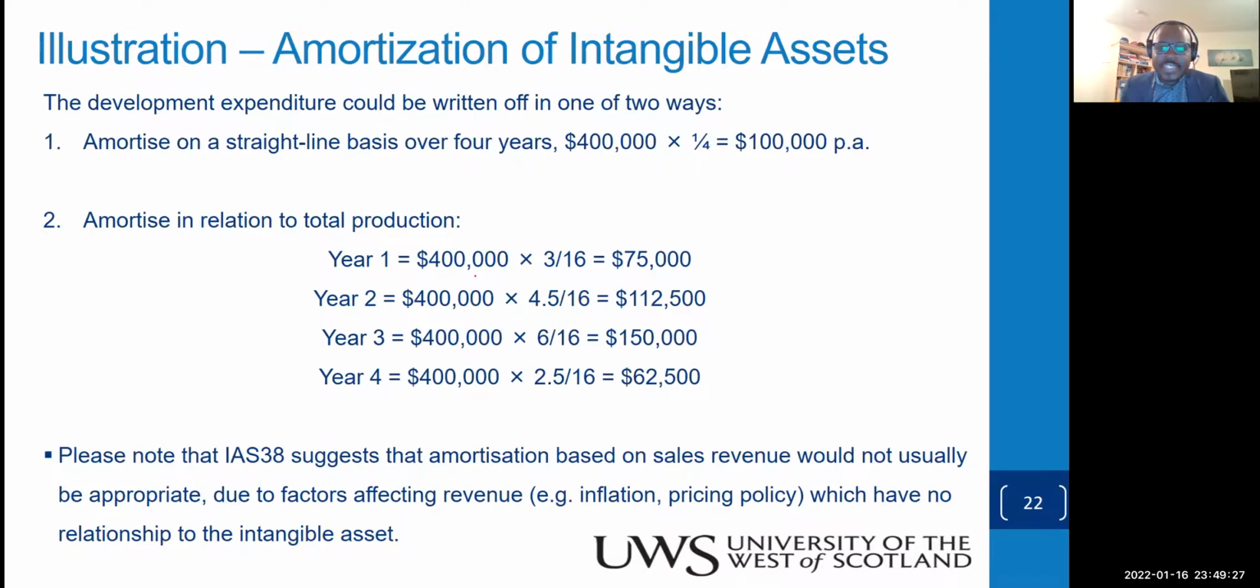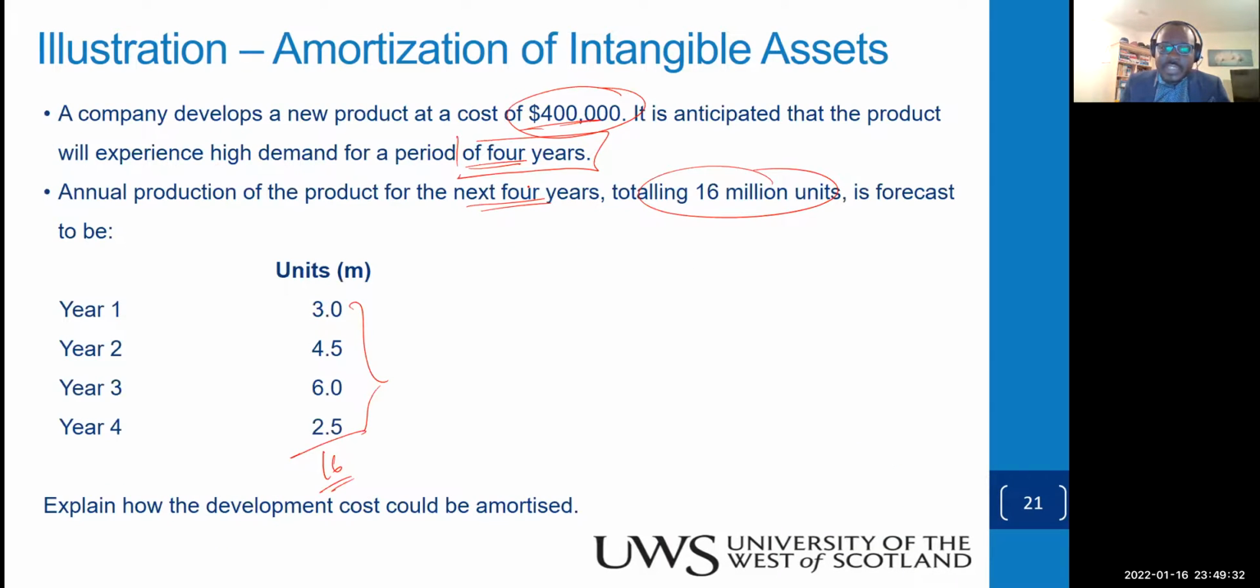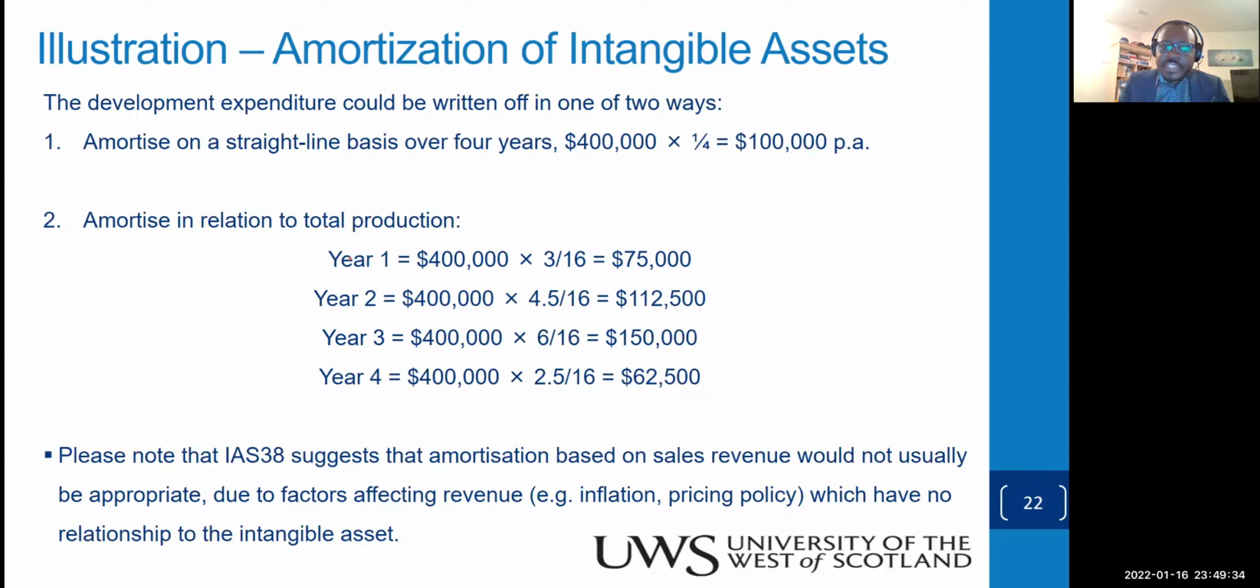So in the first instance is the 400,000 times how many? For year 1. Year 1 is 3, okay? So it is the 3 over the total 16 multiplied by this. Don't be tempted to easily write it off by dividing it by 4 because it's useful life. No. So we have to find the weighted average, each one over the total, multiplied by the 400. Okay, that's what we do. And at the end of the day, when you sum all of these up, it should still give you your 400.